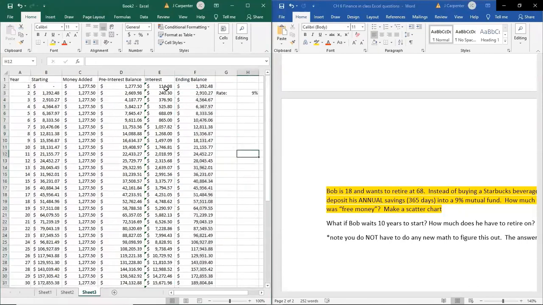Now things are starting to make sense. The interest is going up every year. Our pre-interest balance is going up. Our ending balance is going up. Our money added, every single year, we're just putting that $3.50 away every day, which made $12,750 every year.